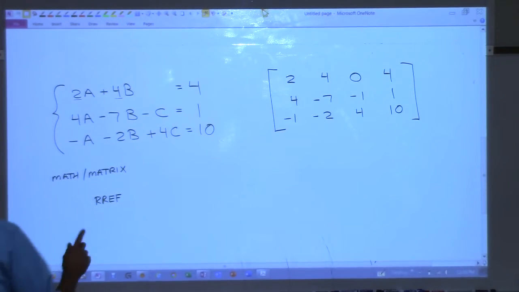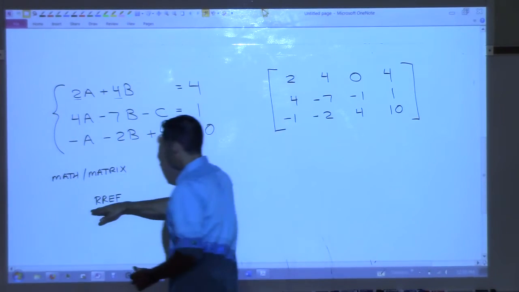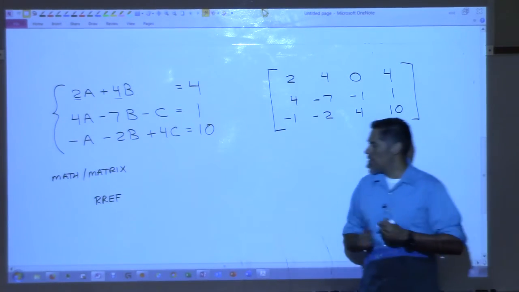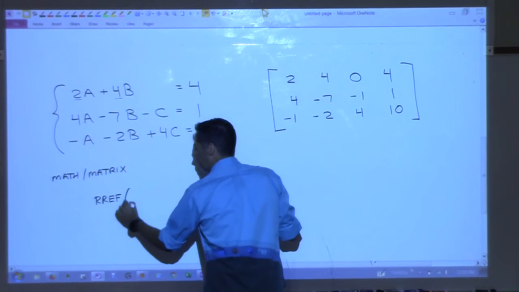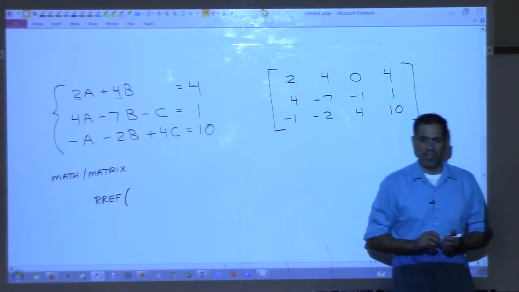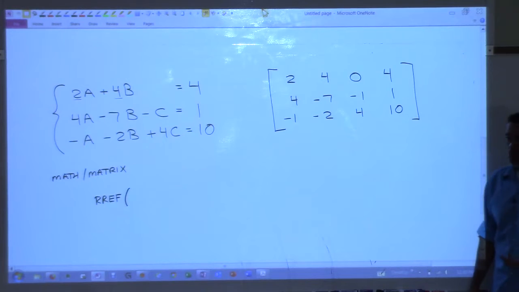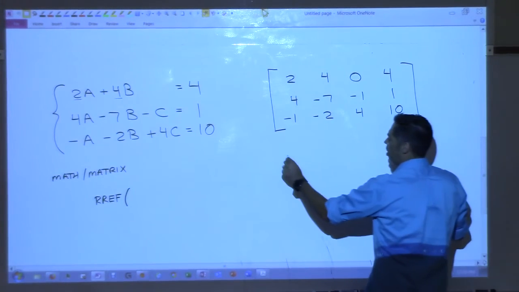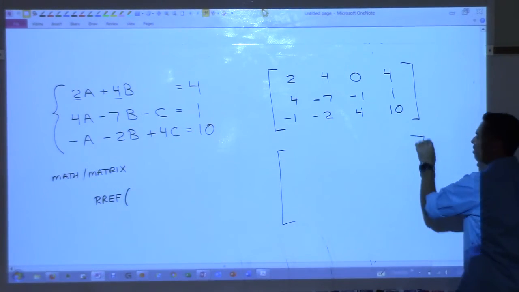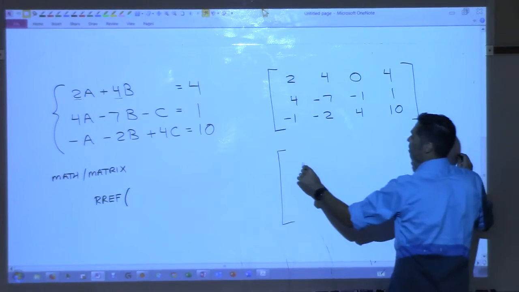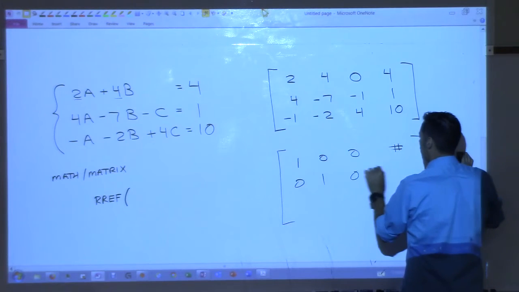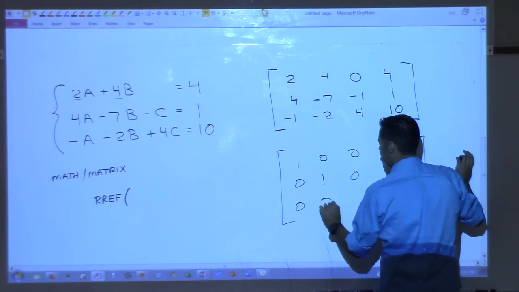So go ahead and hit enter, and that should take you back to your home screen, and you should have sitting there RREF with a parenthesis. RREF stands for Reduced Row Echelon Form, which in matrix language is saying this. The computer is going to do all the Gaussian elimination to turn this into something that looks like this: 1, 0, 0, and then a number, and then 0, 1, 0, and then a number, and then 0, 0, 1, and then a number.